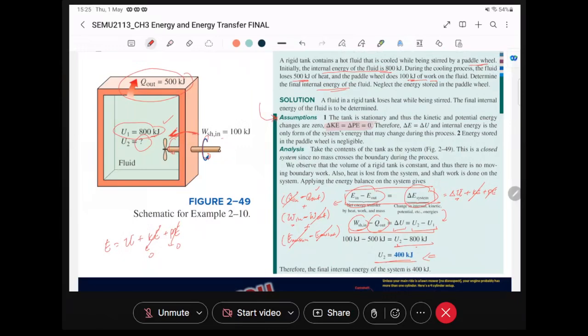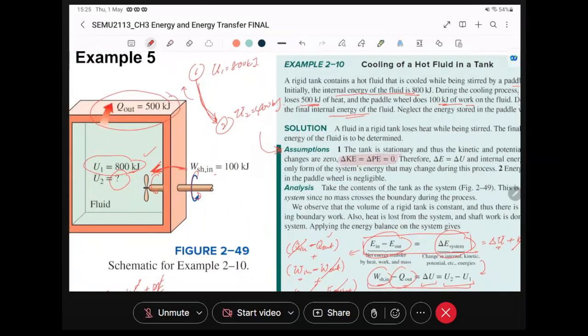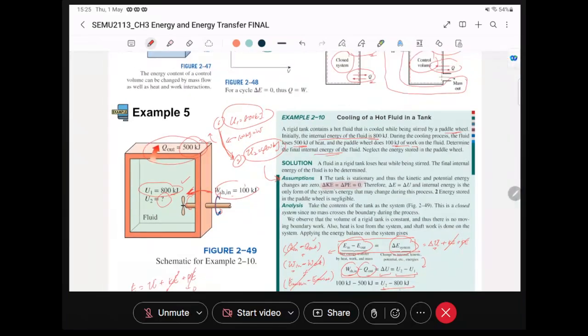So state 1, U equals 800 kilojoules. Going into state number 2, U2 you find out will be 400 kilojoules. So in the process from 1 to 2, there is energy going out by this much, and there's a work going into the system, 100 kilojoules. That makes the state change from this internal energy to this internal energy. So that's what this example is trying to demonstrate, how we use the energy balance equation.